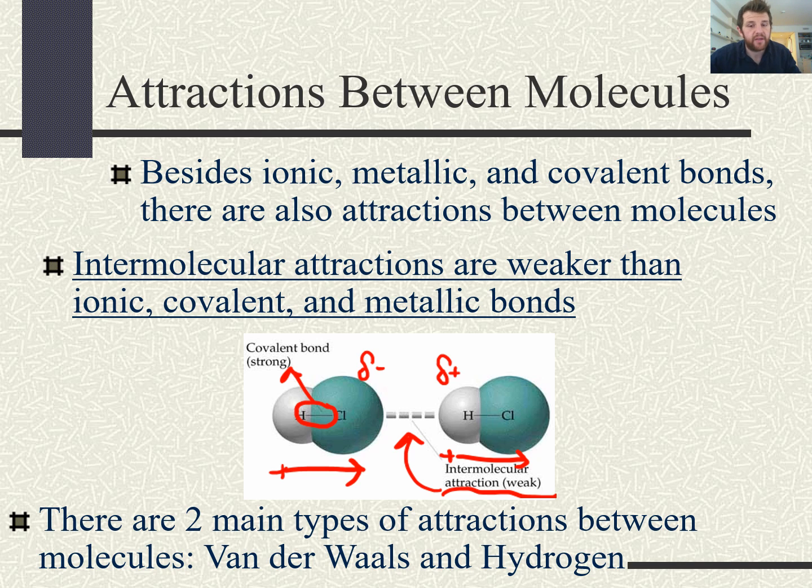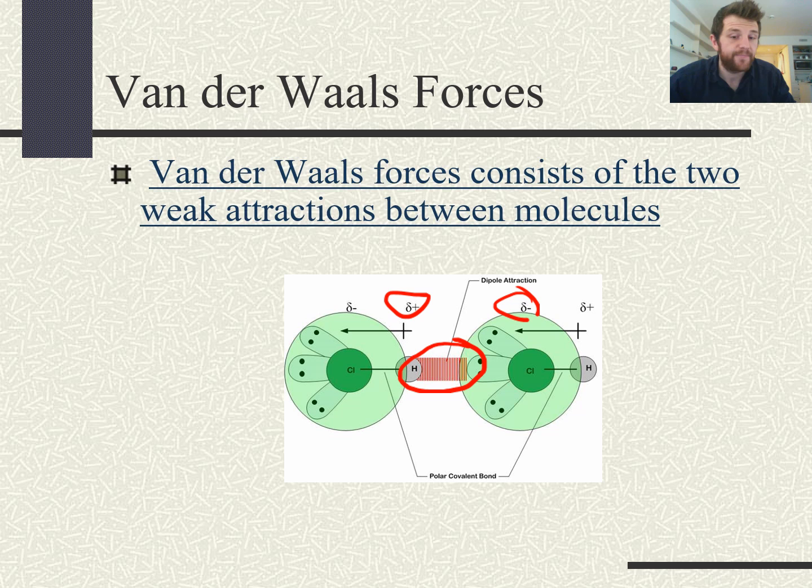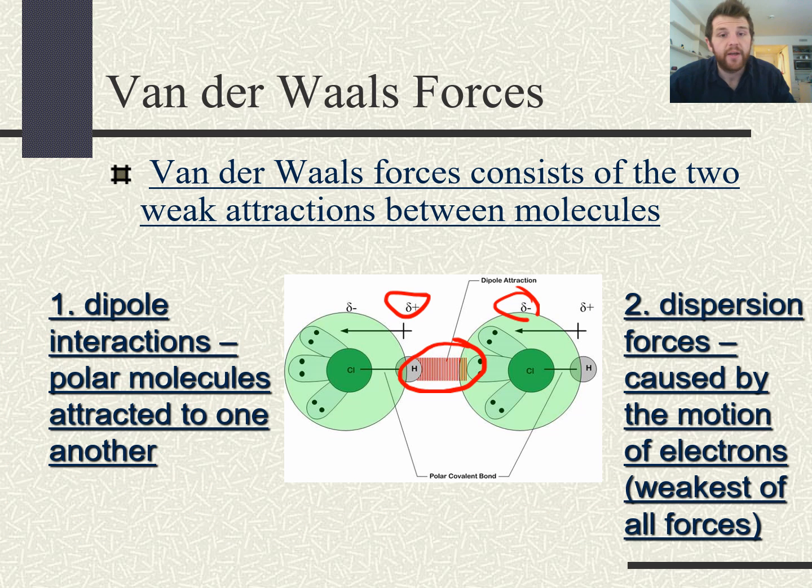There are two main types of attractions between molecules, van der Waals and hydrogen bonds. Van der Waals are the weakest, really. They're weak attractions between two molecules. It's really just dipole interactions, polar molecules attracted to the other one. This was the one that I drew up before. You can see the positive side getting attracted to the negative side. This attraction is called the van der Waals force. This is a dipole interaction.